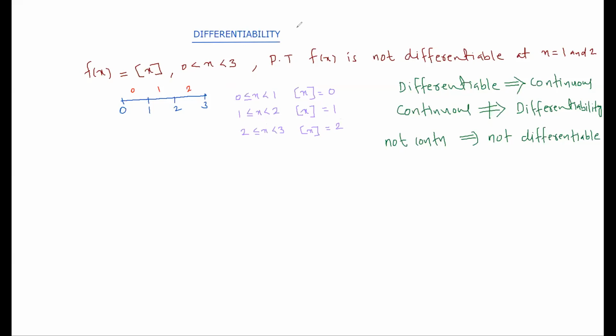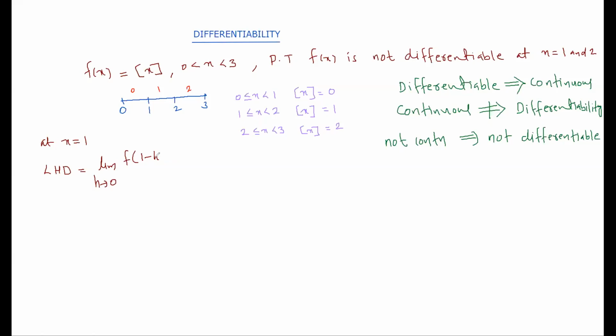Now we have to check the differentiability at x is equal to 1. At x is equal to 1, I'm going to find the left hand derivative. Left hand derivative is equal to, the formula I told you, limit of h goes to 0 f of 1 plus h, sorry, left hand derivative is 1 minus h.